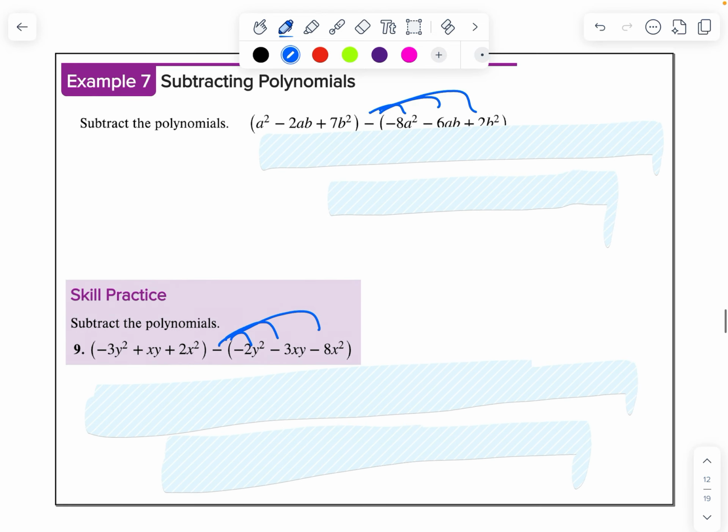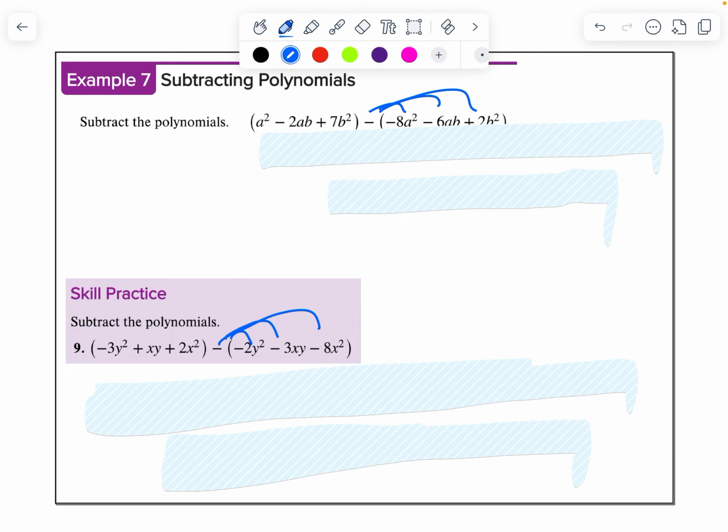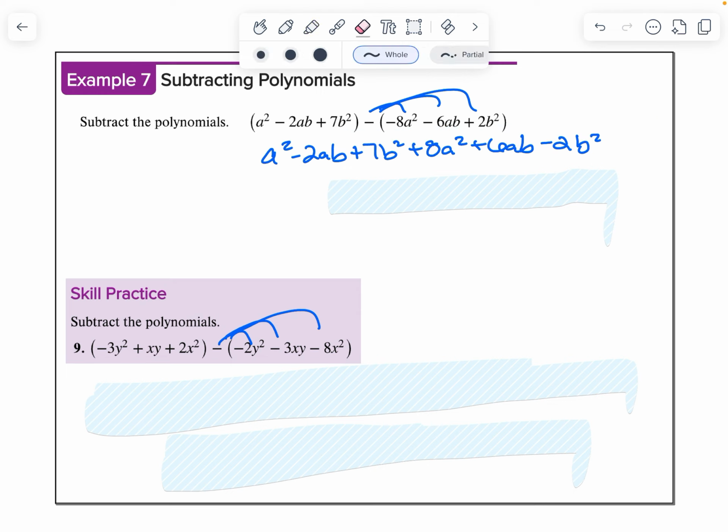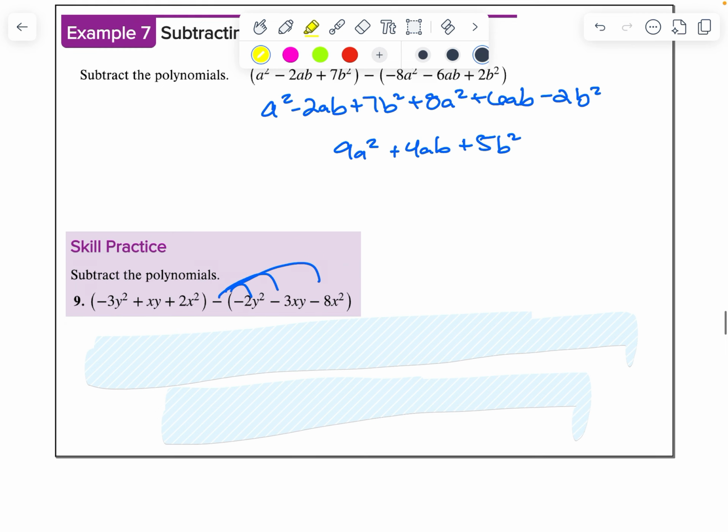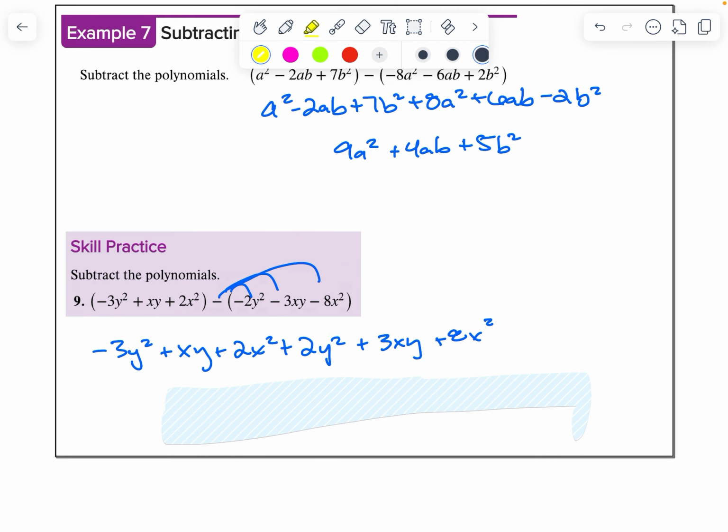All right, I've got two more for you to try. Again, I would pause the video, try and attempt it on your own, and now I'm going to show you how I work these problems. First, distribute the negative, and then combine like terms. Same on the second problem. First, distribute the negative, and then combine like terms.